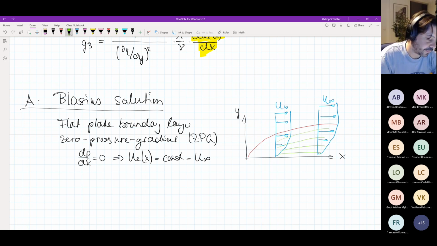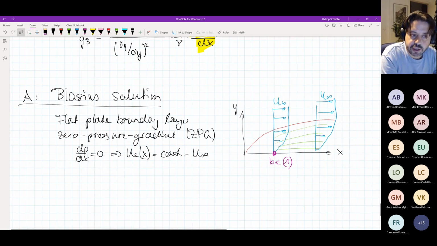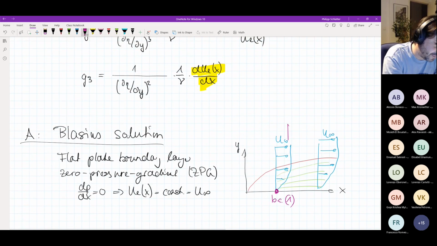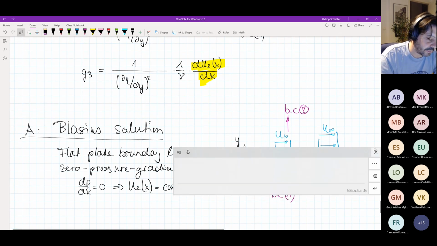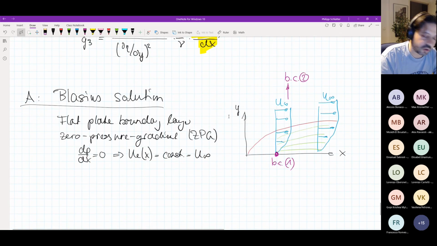So kind of these lines that I have now indicated, so that the profile is only stretched in the vertical direction. The boundary conditions, again, for the Blasius case, are of course one boundary condition here. So this is boundary condition 1, which is the no slip boundary condition. And then up here, we would have boundary condition number 2, which means that the velocity far away is just u infinity, a constant u infinity.